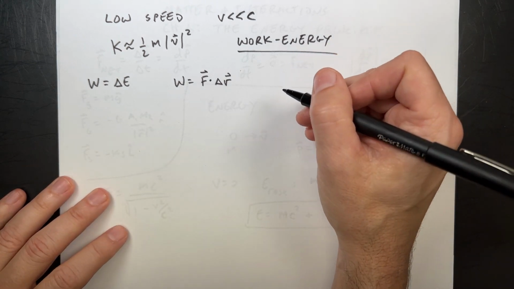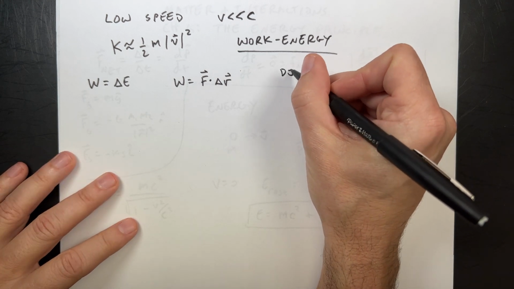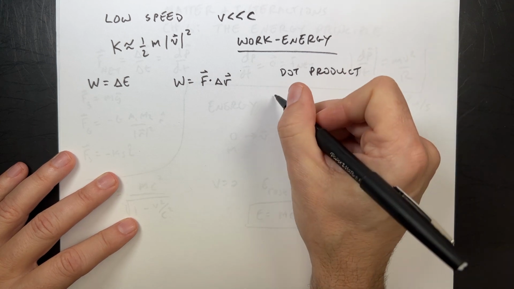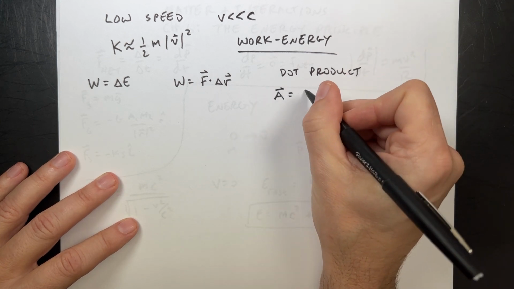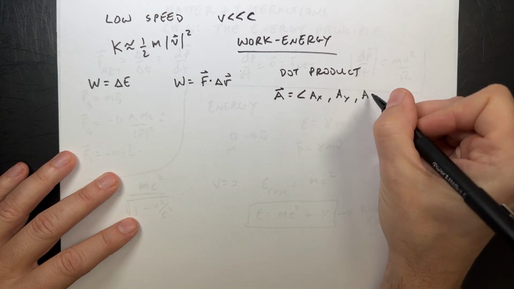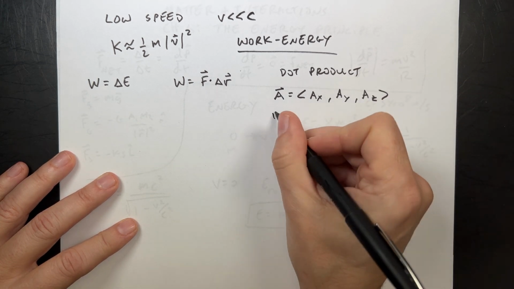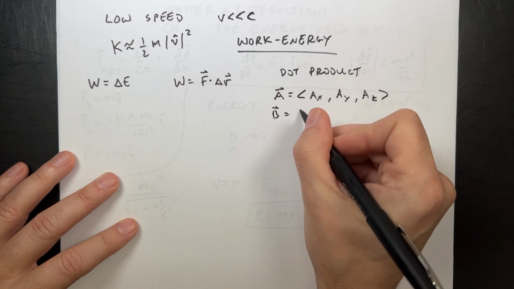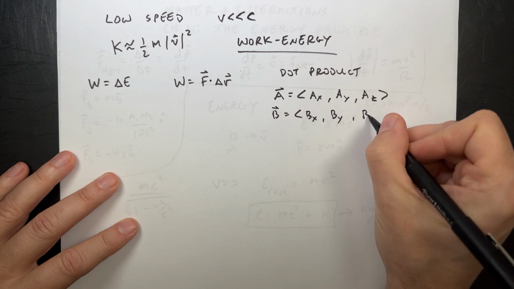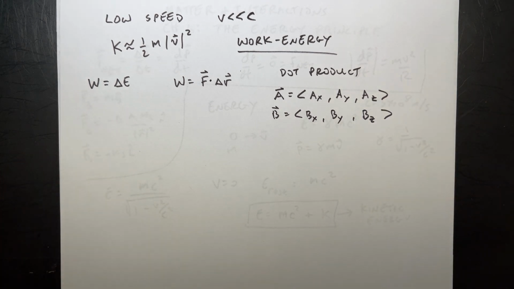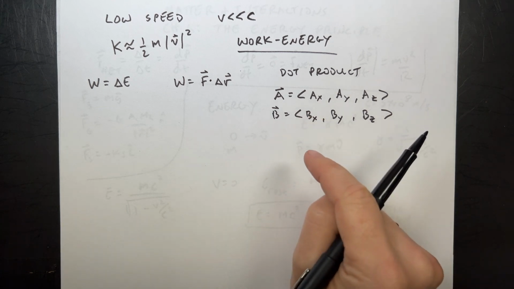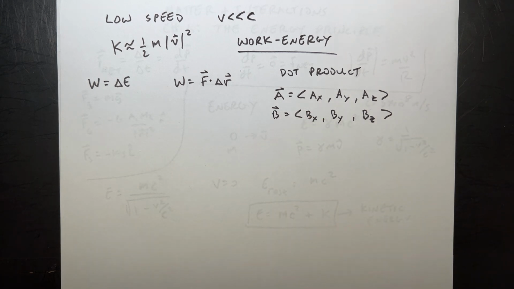So let's just talk about mathematically dot products for a second, because they're important. So suppose I have a vector A, and I'm going to write that as AX, AY, AZ. And then I have a vector B, which is BX, BY, BZ. So it has X, Y, and Z components. And I could add those two vectors. I could subtract those two vectors. I could multiply by a scalar. I could find unit vectors. We've done all that before.